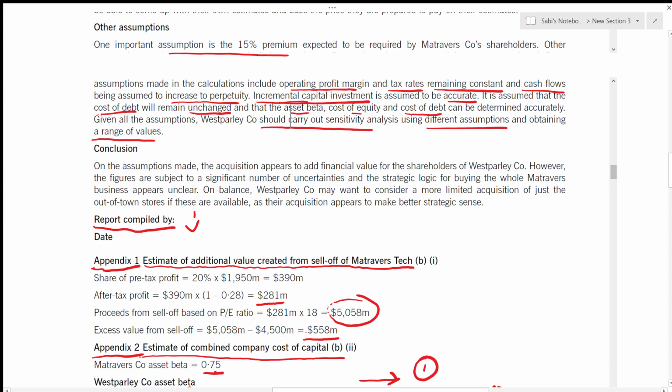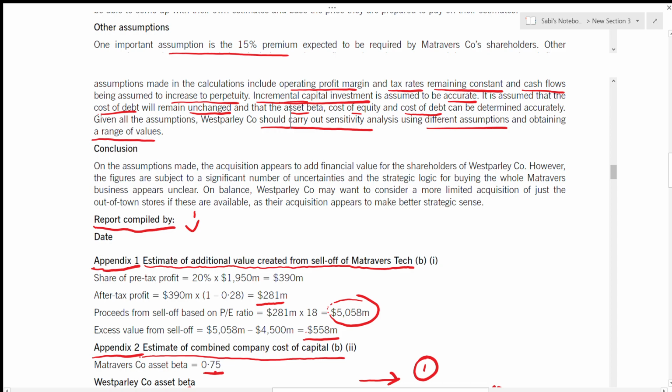Okay, so on the assumptions made, the acquisition appears to add financial value for the shareholders of Westpale. However, the figures are subject to a significant number of uncertainties, and the strategic logic for buying the whole Matt Java business appears unclear. On balance, Westpale may want to consider a more limited acquisition of just the out-of-town stores if these are available, as this acquisition appears to make better strategic sense.